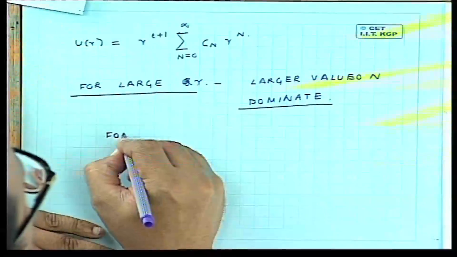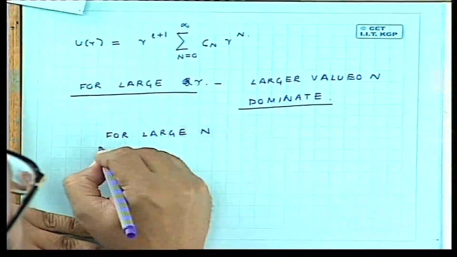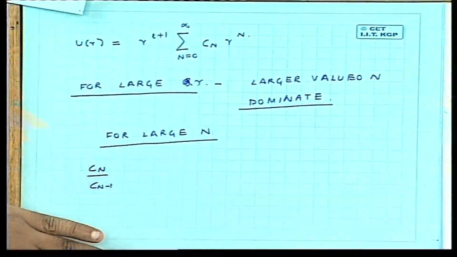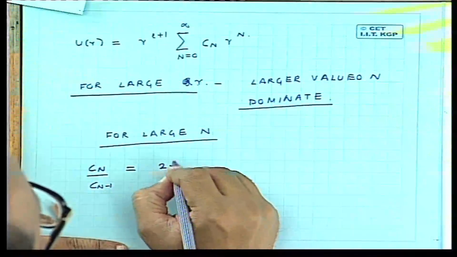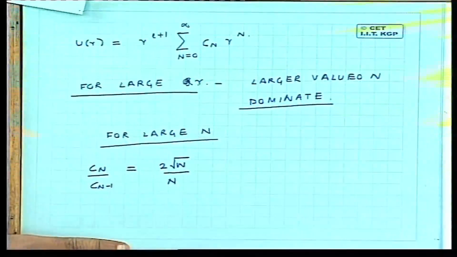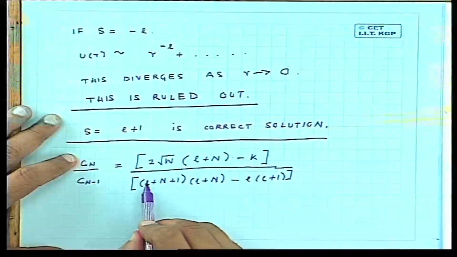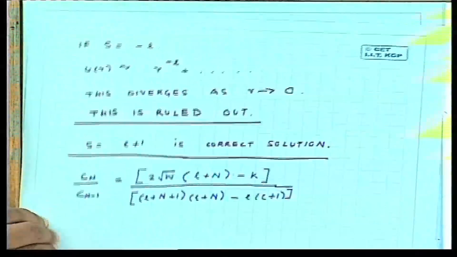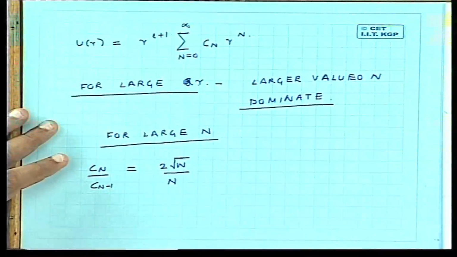So for large n, Cn by Cn minus 1 is going to be equal to 2 square root of w by n. The numerator has n, the denominator has n squared, so what we have is 2 square root of w by n. So for large values of r, this is the behavior which is going to dominate.